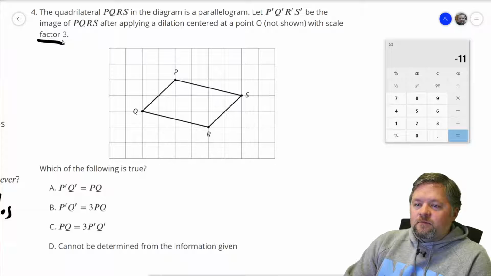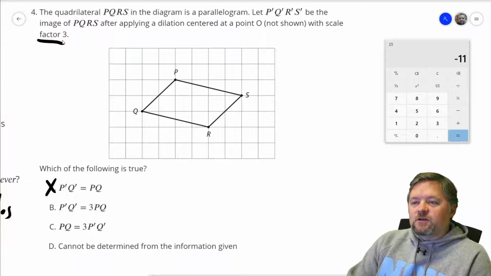P'Q' equals PQ. PQ and the new PQ', are they going to be the same? Not with a scale factor of 3. P'Q' is 3 PQ. So however long PQ' is, it's triple what PQ is. Well, if we scale it up with a scale factor of 3, the new one, the image, is going to be 3 times bigger. So yes, the length of the new one will be 3 times the length of the old one.